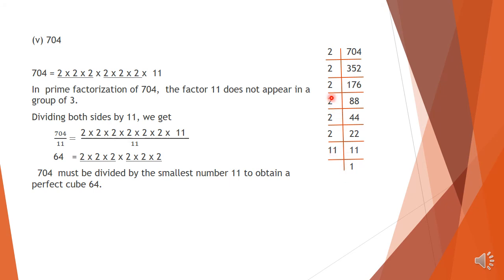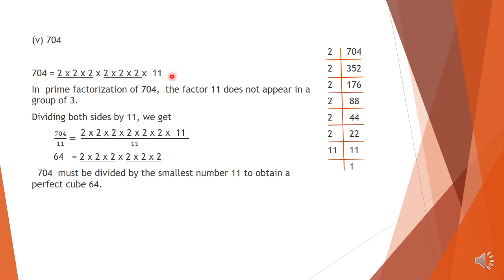So the prime factorization of 704 is 704 is equal to 2 into 2 into 2 into 2 into 2 into 2 into 11. And we are making triplets. First 3 2's make one group. Next 3 2's make another group. And 11 is only 1 time, so we cannot make a group. So this number 11 is our smallest number answer.